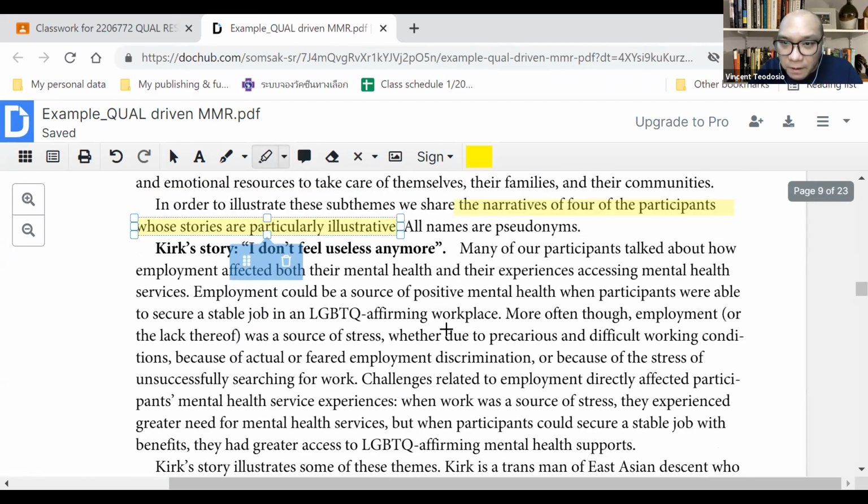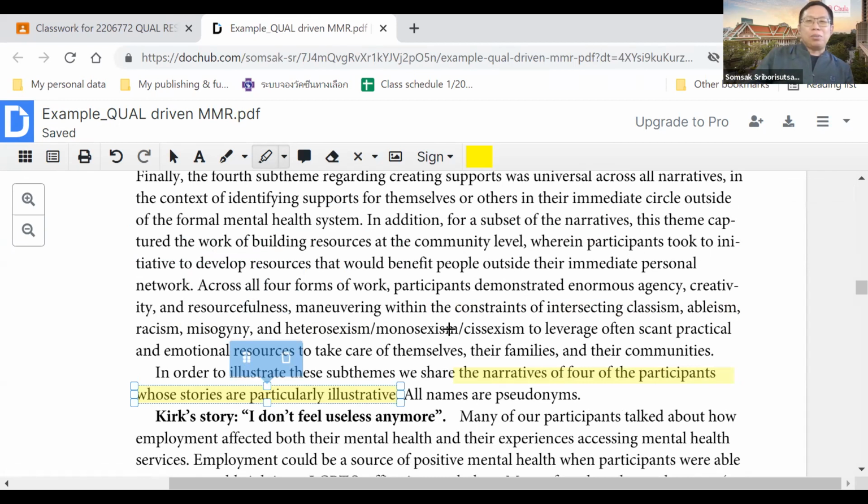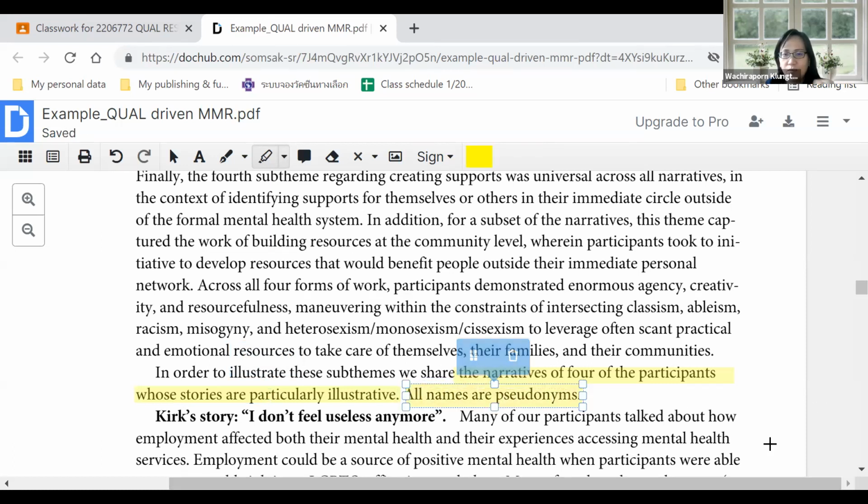Ajahn Kop, can you talk about ethical issues when you represent qualitative findings in this research article? From this research, as Vince mentioned, they used thematic narrative analysis, and they interviewed about 24 participants. After analyzing the data, the results were presented as four stories, four key patterns, and they named them like Kirk's story. They used pseudonyms to disguise the real name.